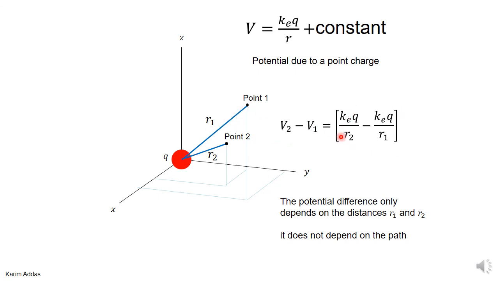So this quantity only depends on the location of the initial point and the final point. So the difference in potential doesn't depend at all on the particular kind of path you choose to go between point 1 and point 2. It just depends on the location of point 1 and the location of point 2.